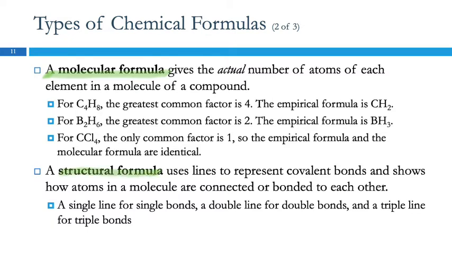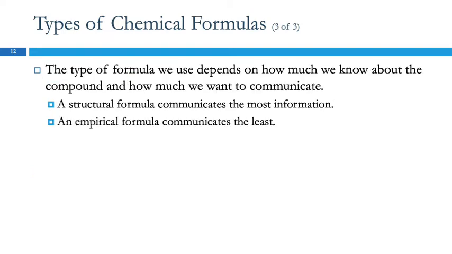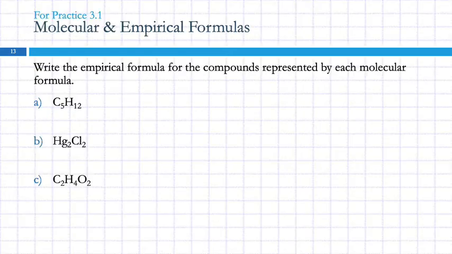Structural formulas use lines to show covalent bonds and actually show how the individual atoms are connected to each other. There's a single line for single bonds, a double line for double bonds, a triple line for triple bonds. And we'll talk about what those are later. Which formula we use depends on how much we know about the compound and how much we need to communicate about the compound. Structural formulas have the most information, empirical has the least information.